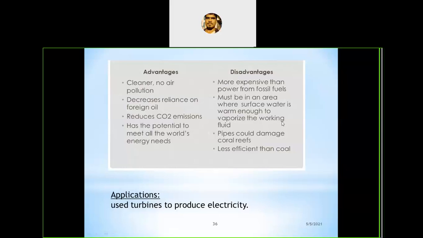And applications: mainly the turbines are used to convert that ocean temperature difference into work, and that work into mechanical energy, and that mechanical energy into electrical energy, and that electric energy can be taken to urban areas or any industrial applications, whatever the energy needs, we can effectively utilize it.